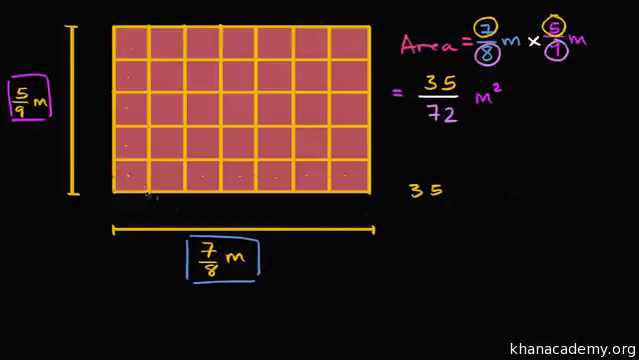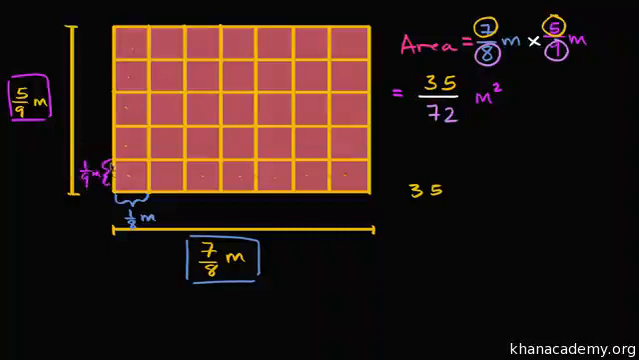Well, if this is 7/8 meters wide, and this is divided into 7 equal sections in the horizontal direction, that means that each of these is exactly 1/8 of a meter wide. And by that same logic, if this whole thing is 5/9, and we have five rectangles per column, then the height of each of these is going to be 1/9 of a meter.